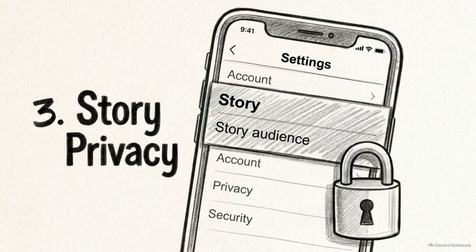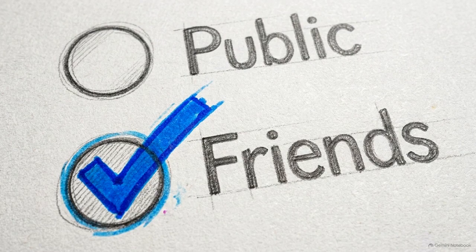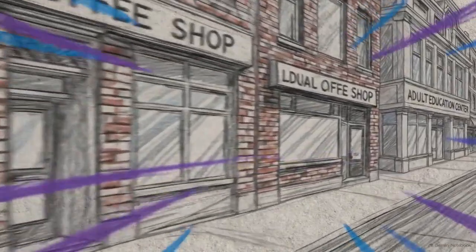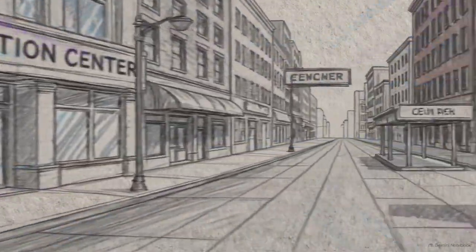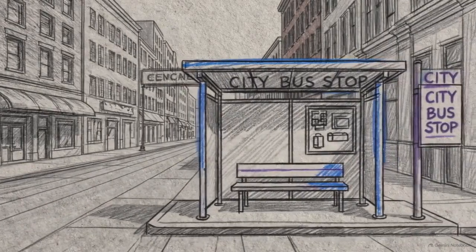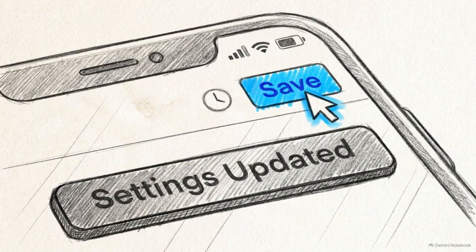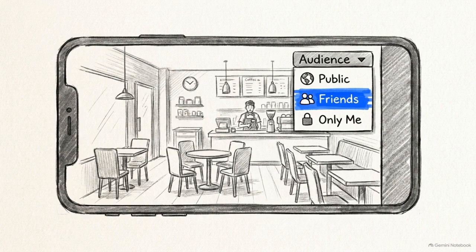Navigate back to Settings, tap on Story, and open the Story Audience menu. Actively change the default audience setting from Public to either Friends or Custom. Visual stories frequently contain sensitive background information that you might unintentionally reveal, such as local hangouts, school campuses, and daily commutes. Tap Save and confirm that the selection checkmark has moved to your restricted audience choice. Locking down this visibility prevents casual background visuals from becoming an open broadcast of your personal routines to complete strangers.